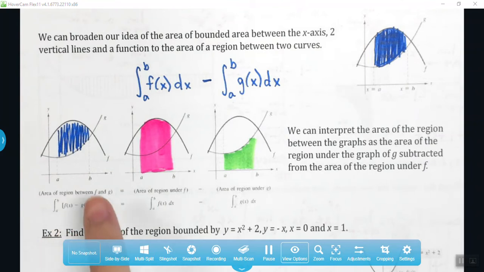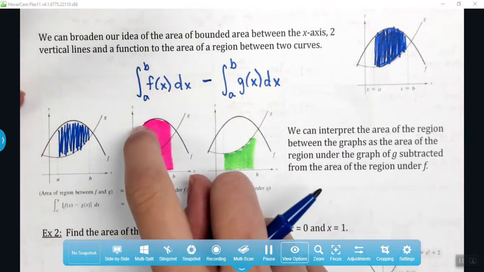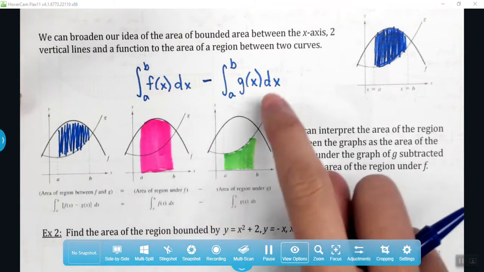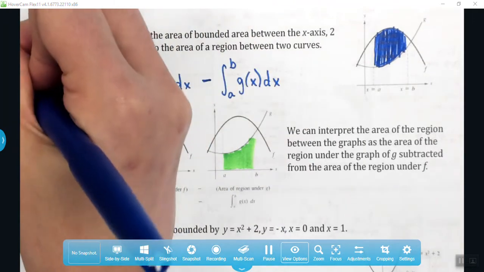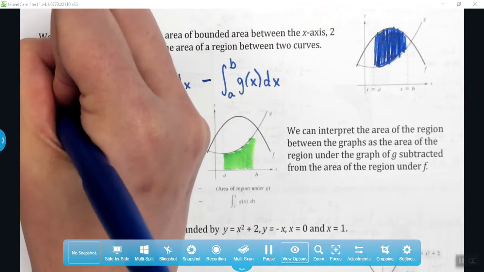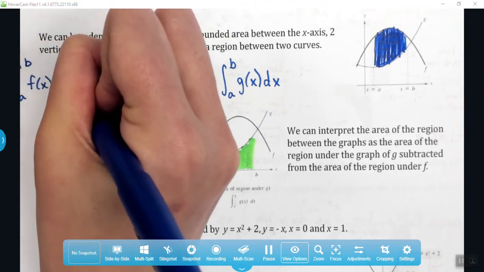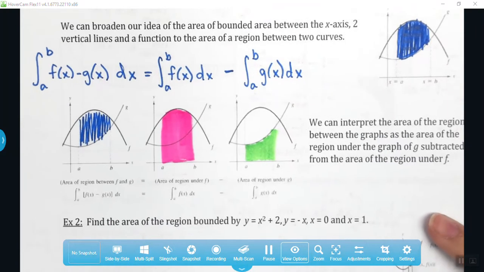So the nice thing is, since the bounds are exactly the same, and you have the same top curve minus the bottom curve and they never switch, then you can combine them into one integral from a to b of f of x minus g of x dx. So you can put it all in one integral, not in two separate ones.